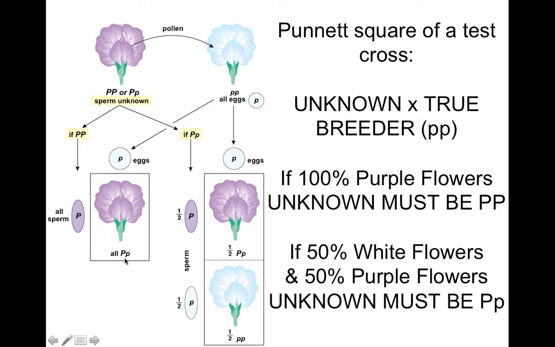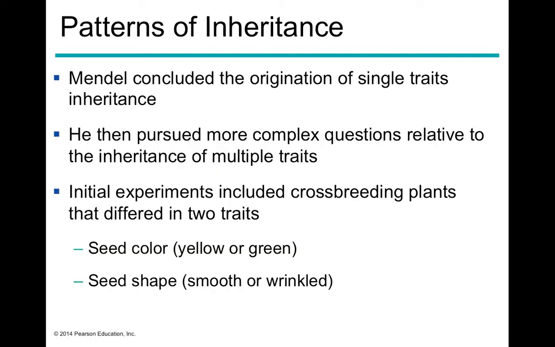It means they're all going to appear purple. If they're all purple, the unknown must be what Mendel was calling a true breeder, right? Or capital P, homozygous dominant. But if we get 50-50, that's because we start here, right? That means that 50% of the sperm are going to be purple, 50% are going to be white, so 50% dominant, 50% recessive. When we cross them with that recessive, we're going to end up with 50-50 of a heterozygote and the homozygous recessive, right? So this is called a test cross.